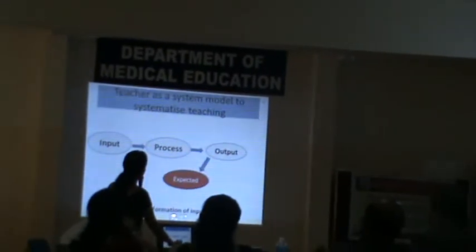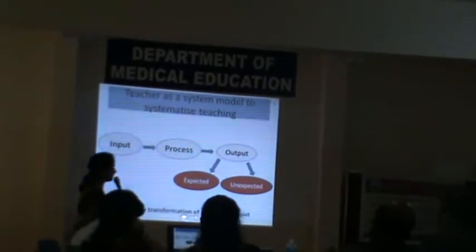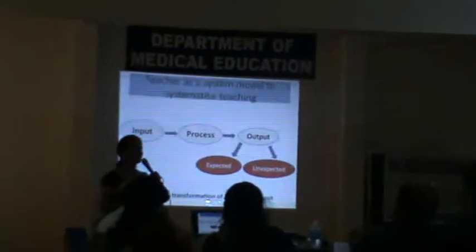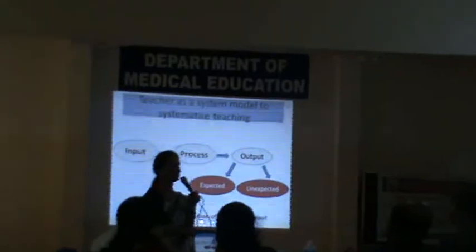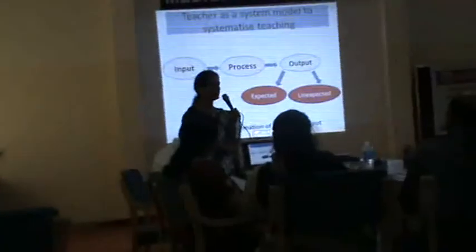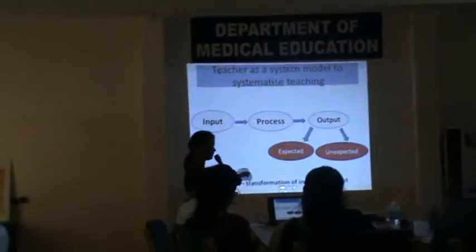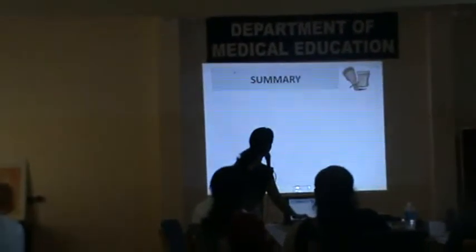So the input, process, output, expected and unexpected. I think a few words are now very well registered, on how we can work as a system. Of course, for a medical college to work as a system, we need to plan and implement. It has to come from the higher authorities.